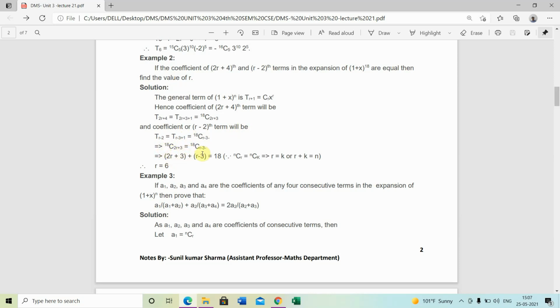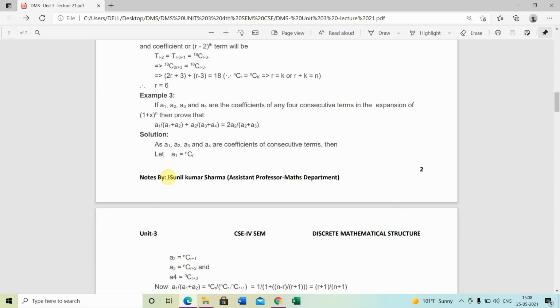18c2r plus 3 equals 18c r minus 3, or 2r plus 3 plus r minus 3 equals 18, where n c r equals n c k means r equals k or r plus k equals n. So r equals 6.